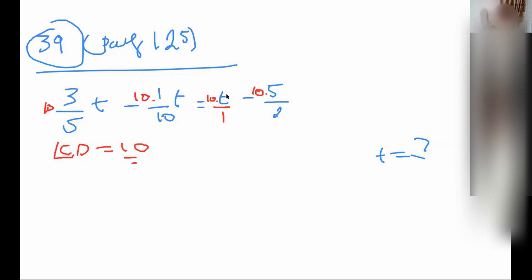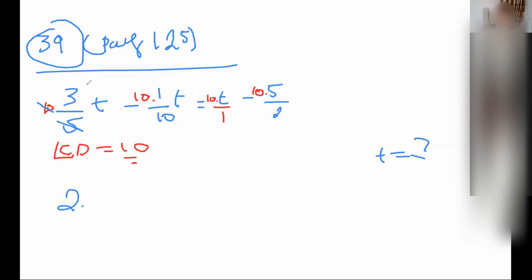So make everything a fraction, find the LCD. Now I'm going to put the LCD next to each one of them. And next we're going to simplify. So 10 by 5, we're going to reduce that. 10 by 5 is 2. All right, and the rest stays the same.